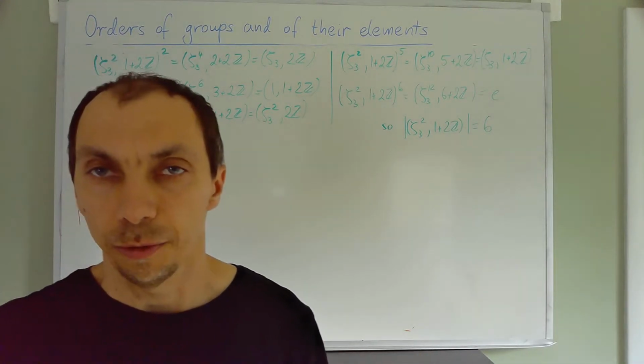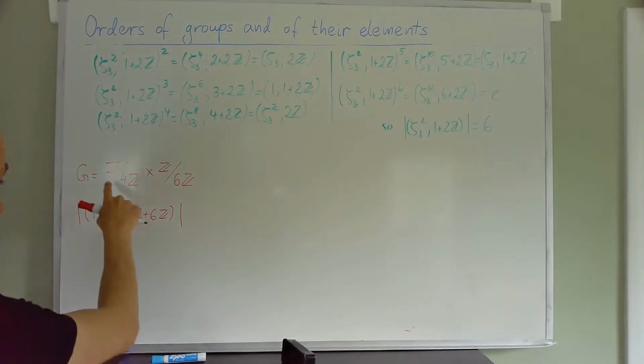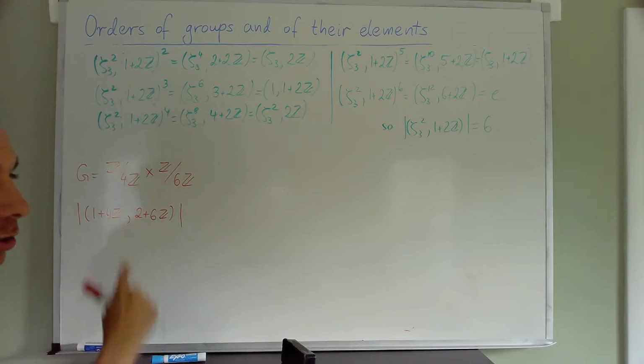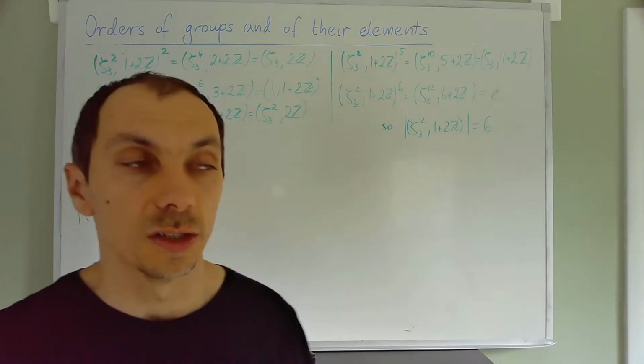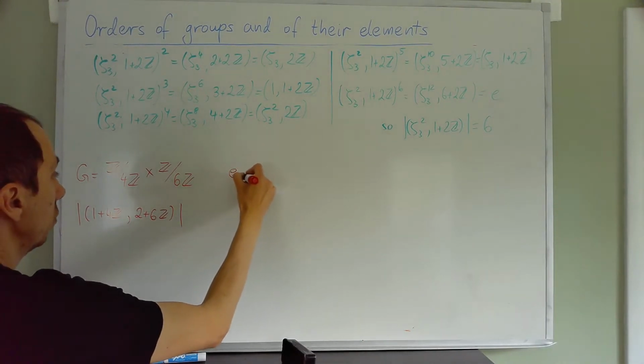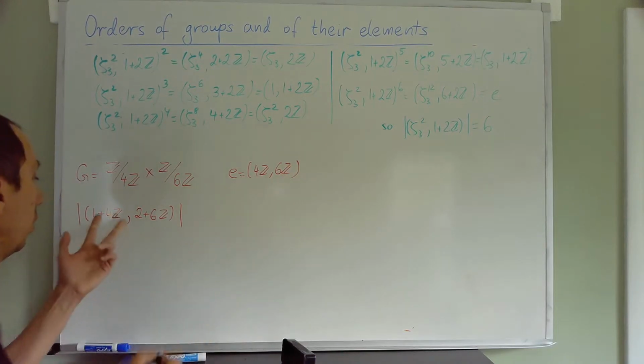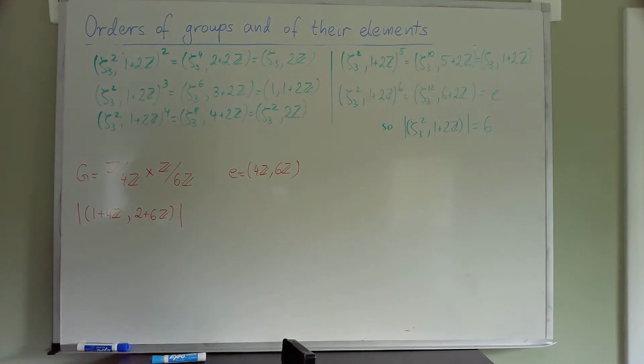Now the operation is addition on both coordinates. Here it's the addition of congruence classes mod 4. Here it is the addition of congruence classes mod 6. So I need to keep adding it until I get the identity, which is 0, 0. In other words, until I get 4Z, 6Z. How many times do I need to add it to itself? Let's just think about it.